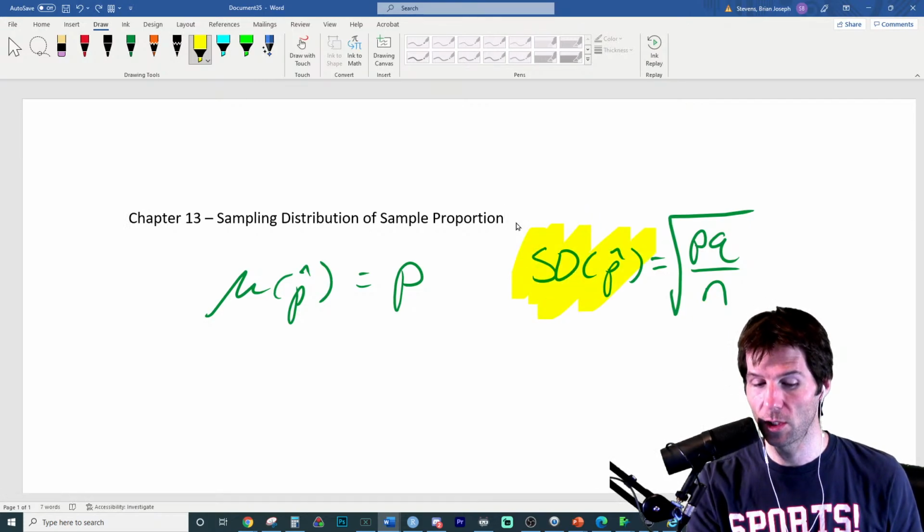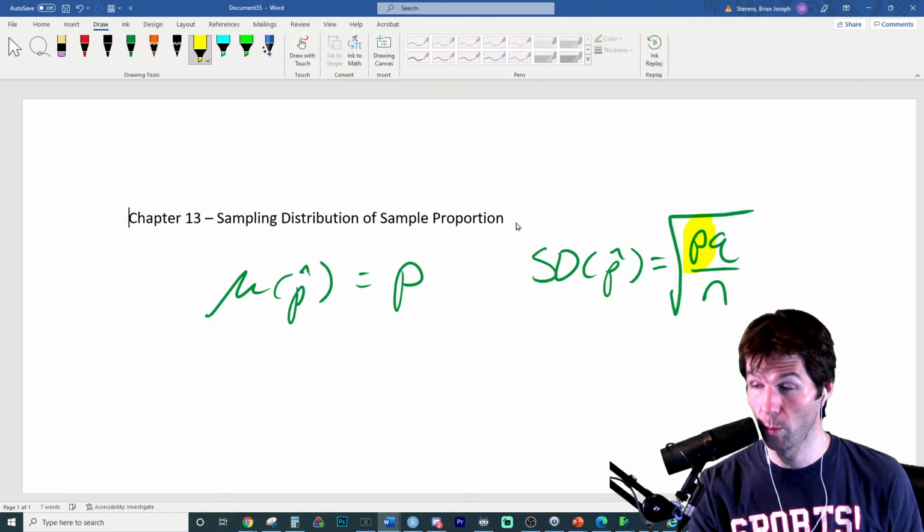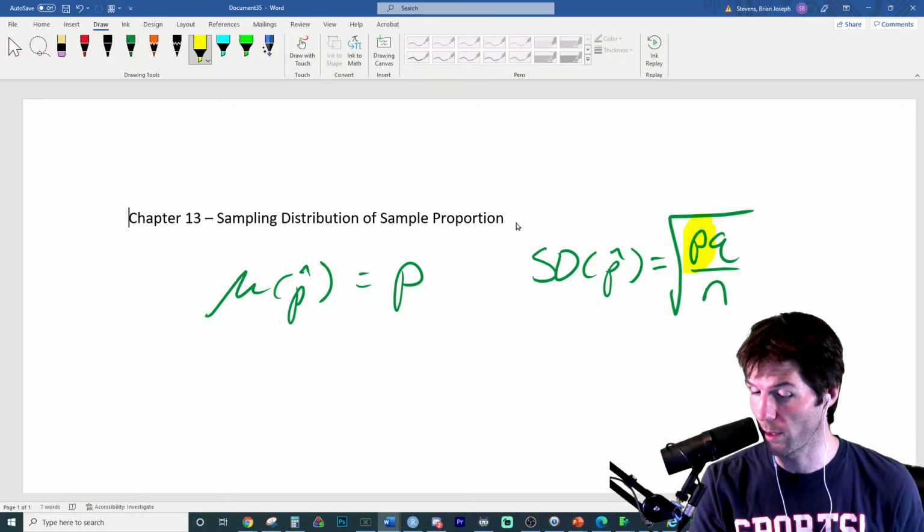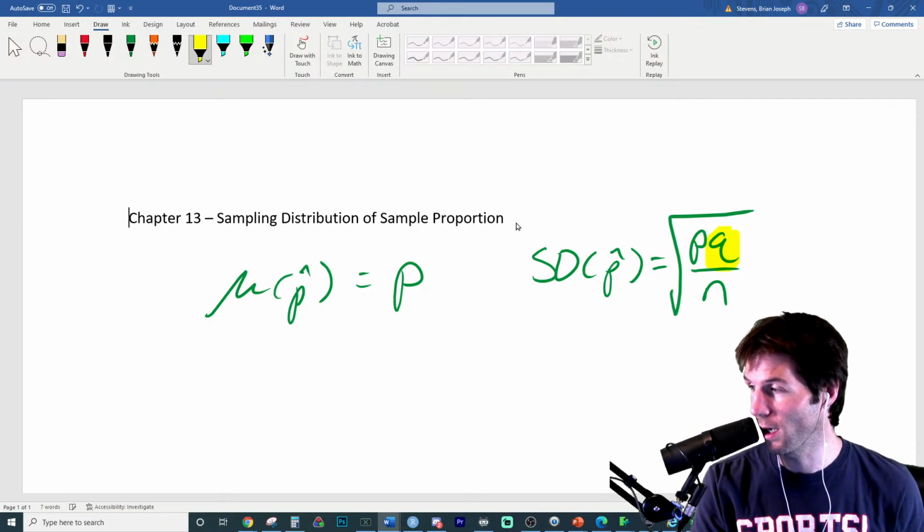This is the variation in a sample proportion. This is the true proportion, like 20% of UT students are from Knoxville. 80% of students are not from Knoxville.